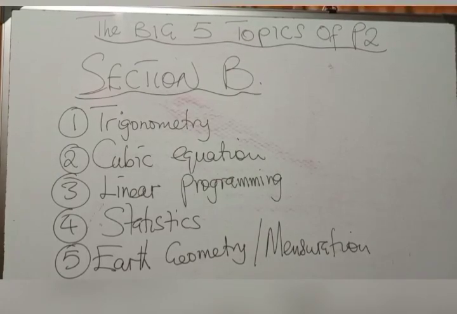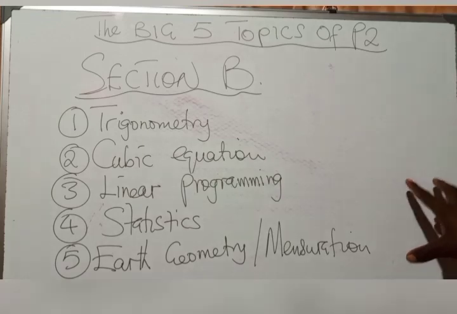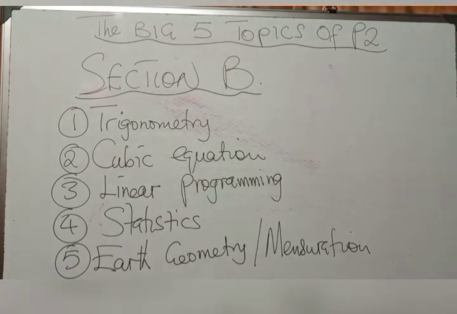Friends, we have the big 5 topics of paper 2, section B, mathematics. In mathematics section B, we are normally told to pick 4 questions out of the given 6 questions, if not 5. Each of these questions carries 12 marks, so if you multiply 12 by 4, you'll get 48.